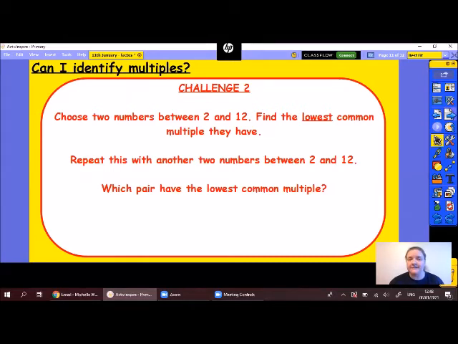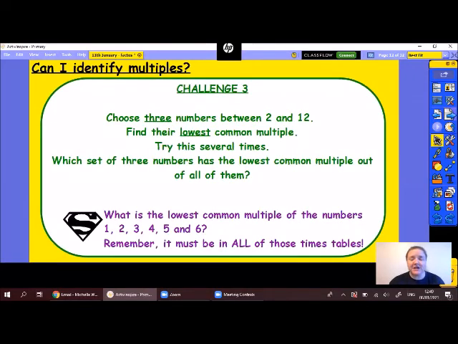These are going to be the times tables that you look at. So you could choose 4 and 7, or 3 and 6. And I want you to find the lowest common multiple that they have. So remember, find those common multiples and then see which one is the smallest out of all of them. Then repeat that with another 2 numbers between 2 and 12, so another 2 sets of times tables. Find out which pair of numbers has the lowest common multiple.